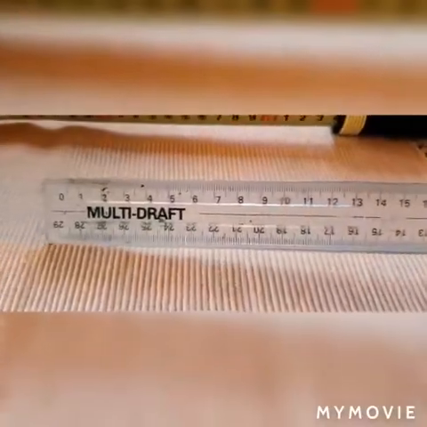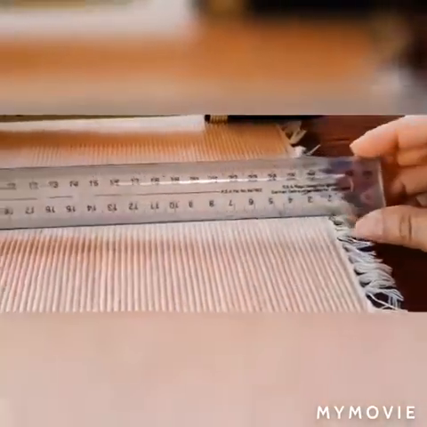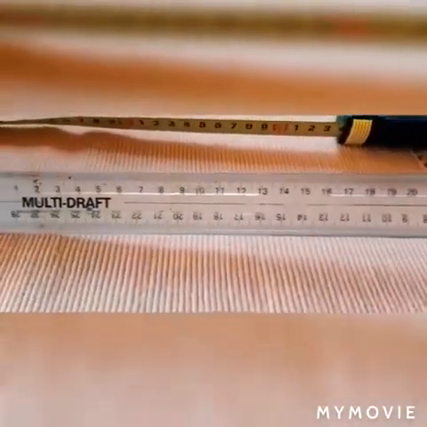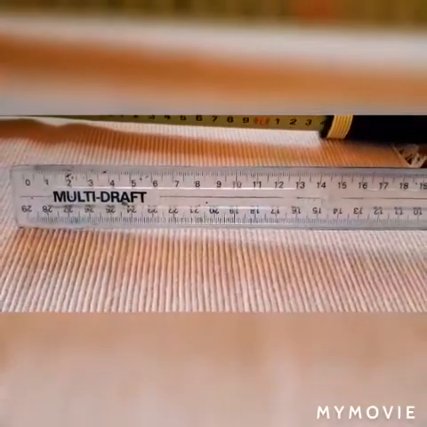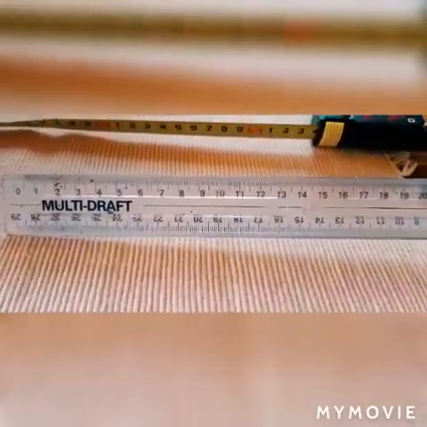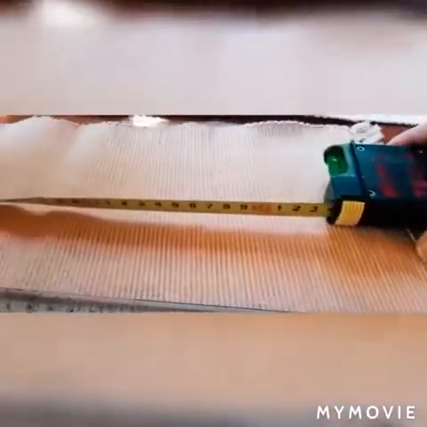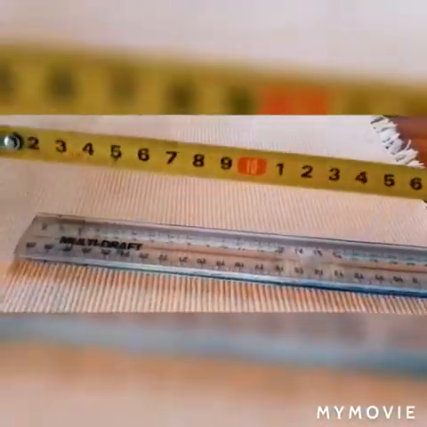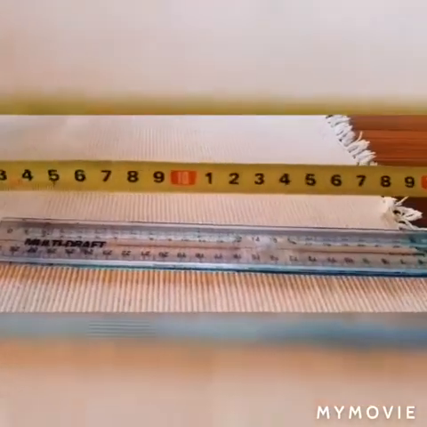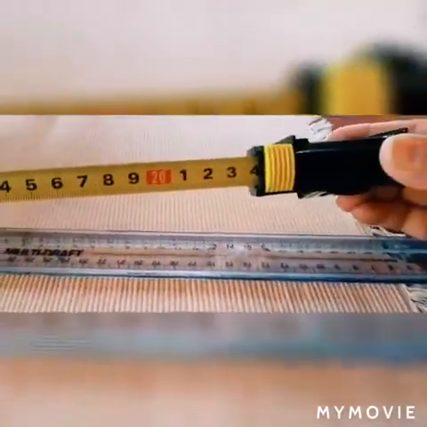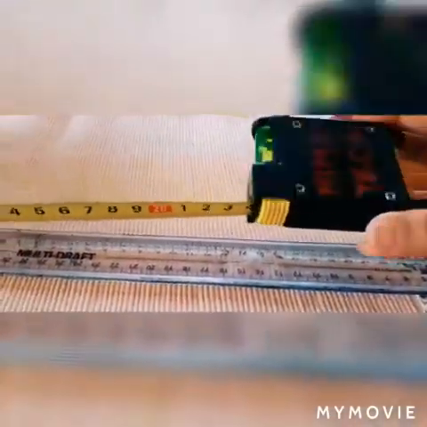You know what this is? This is called a ruler. A ruler is used to measure length. The measurements are in centimeters or millimeters. This is called a measuring tape, which is also used to measure length or distance.